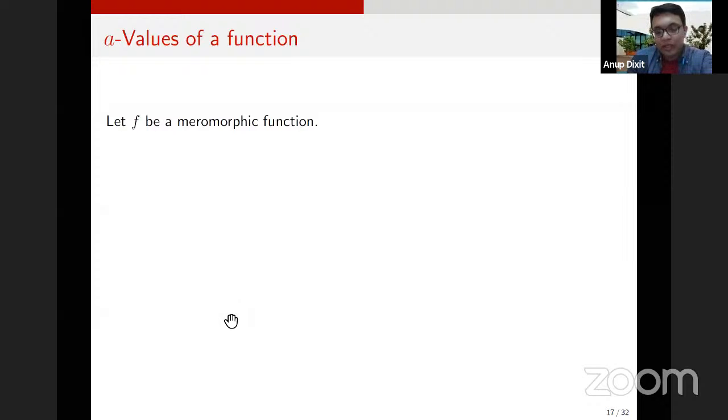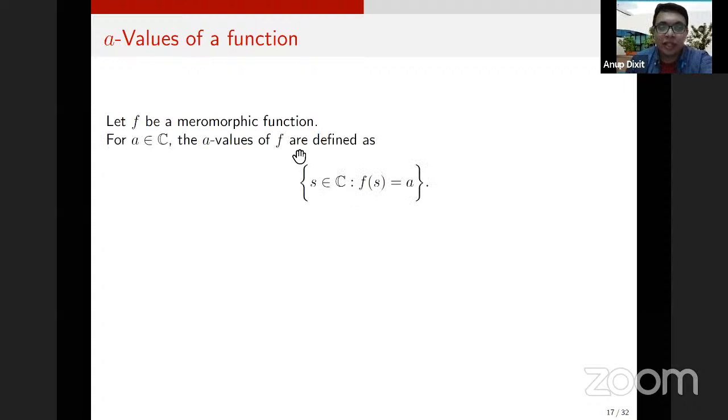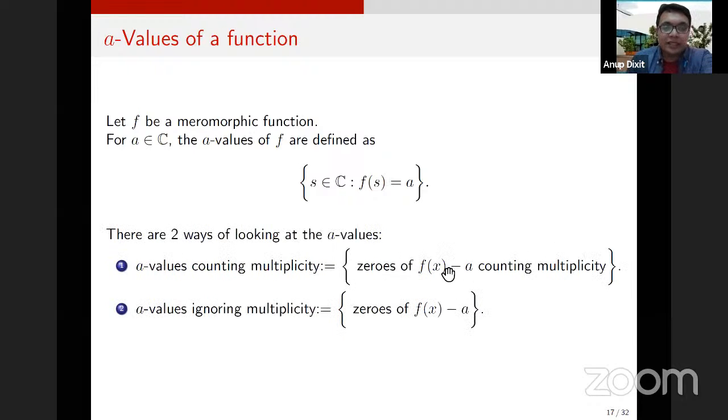So let me talk about the A values of a function. Now, for a meromorphic function, the A values are the set where the function takes value A. There are two ways of looking at this set. One is as a multi-set: if f of x minus a has a double zero, I count it twice. Or I can just look at it as a set, ignoring multiplicity. So there are two ways of looking at A values of a function: as multi-sets, which counts multiplicity, or just as sets, ignoring multiplicity.